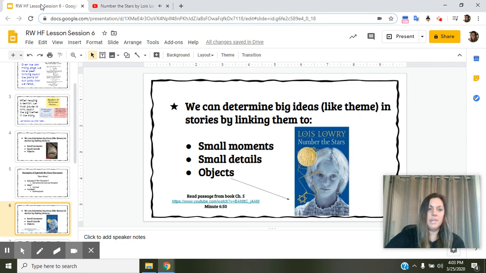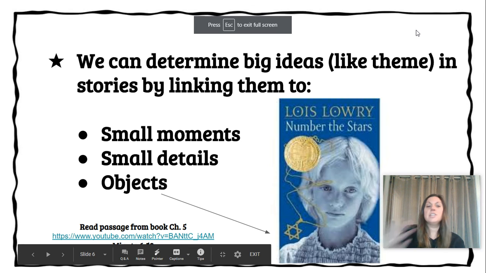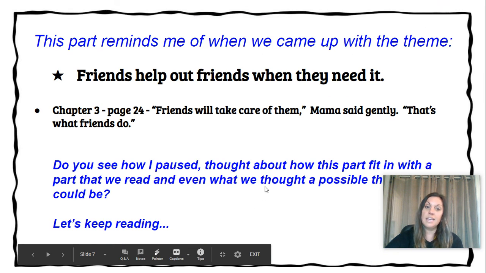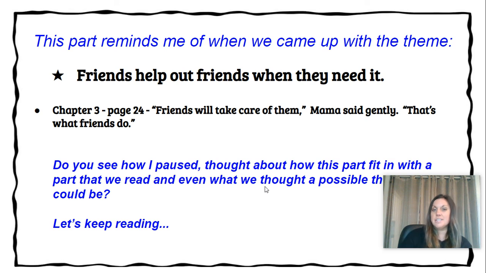I'm going to stop there for a minute and go back to my slide because that was a key moment. It was actually the moment, and I'm going to click to my next slide, that I think we were discussing together, how it reminded us of chapter 3: "Friends will take care of them," Mama said gently. "That's what friends do." That quote we had already written down and discussed, that perhaps a possible theme was that friends help friends when they need it. Now we know on the front cover there was that necklace, the picture of the necklace, as probably a possible symbol.